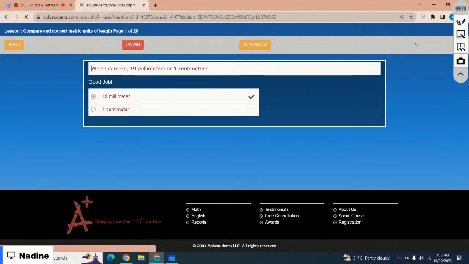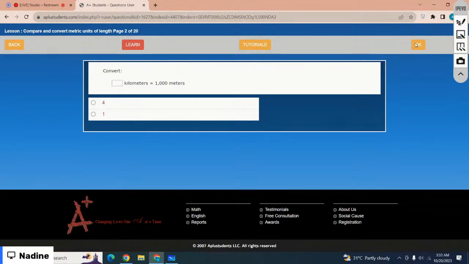Okay, 1000 meters, how many kilometers? 1000 meters equals 1 kilometer. The correct option is 1.